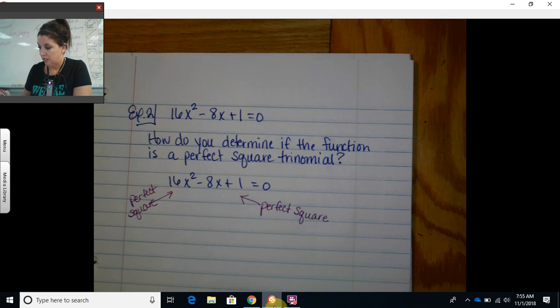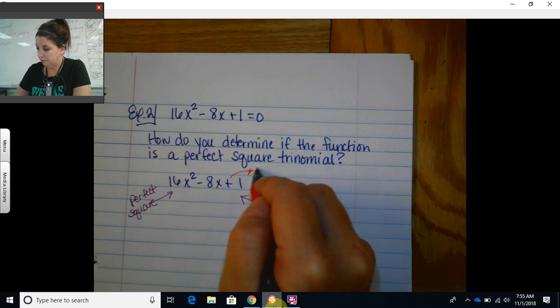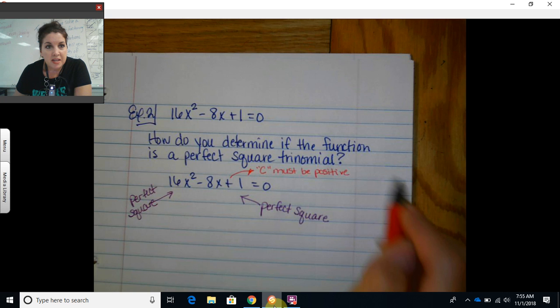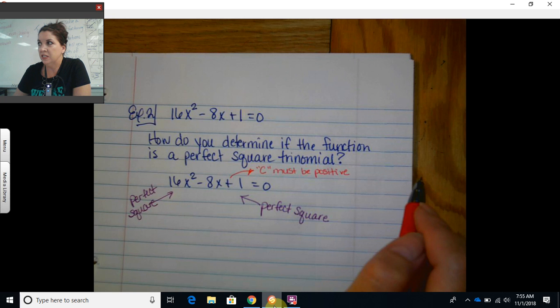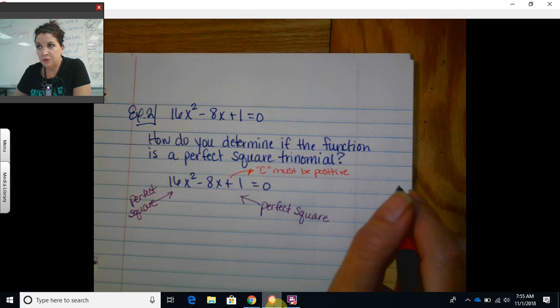C must be positive. If everything is true but C is negative, it's not a perfect square trinomial. If you did T-chart and divide and slide, you would see that you're not going to get the same 2 factors. It won't work, okay? But just because all 3 of those things are true does not make it a perfect square trinomial, okay? You have to test out B as well.